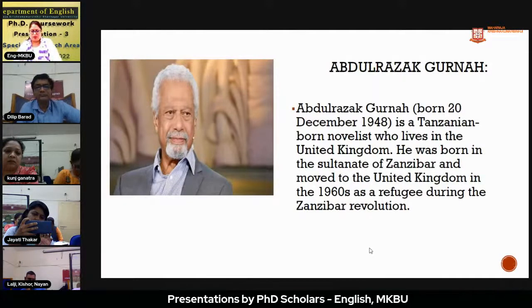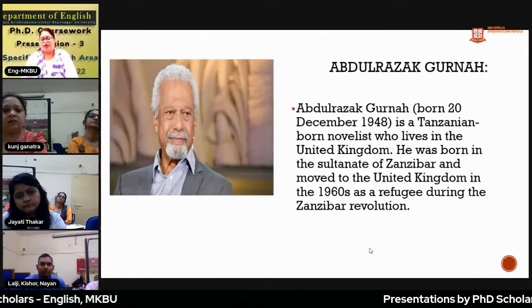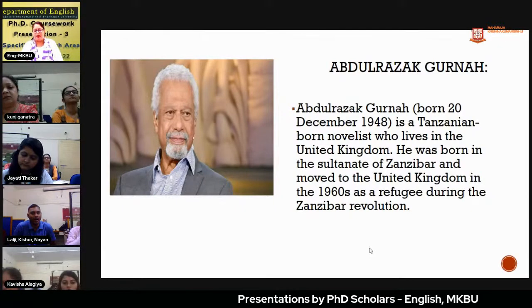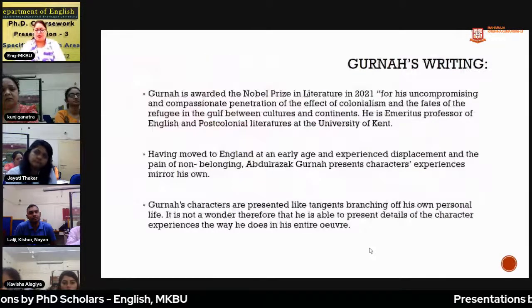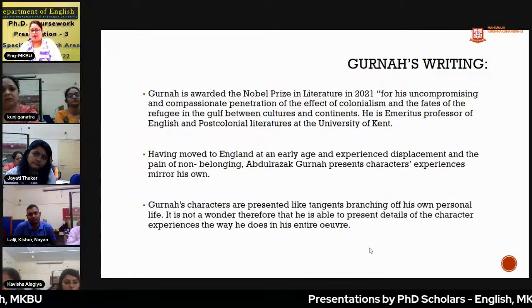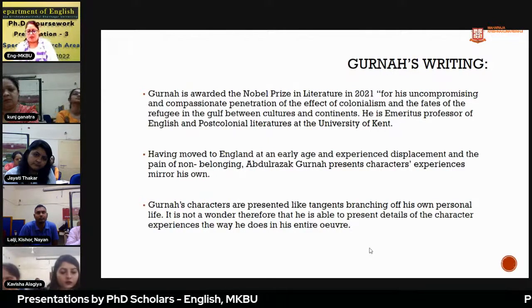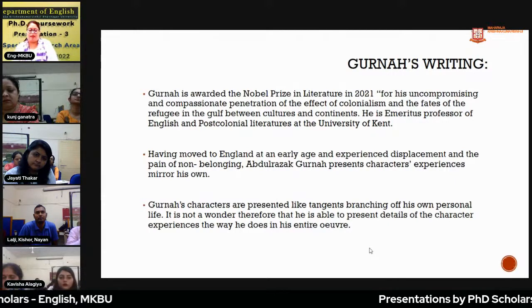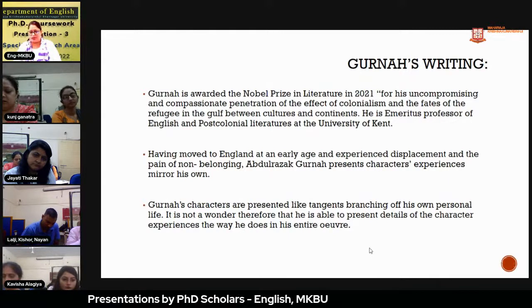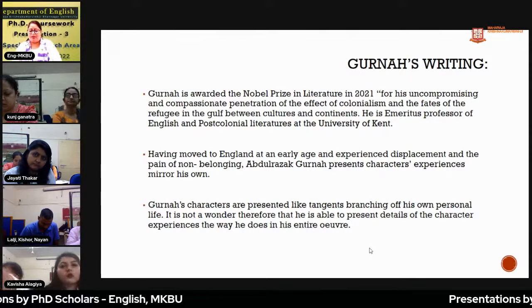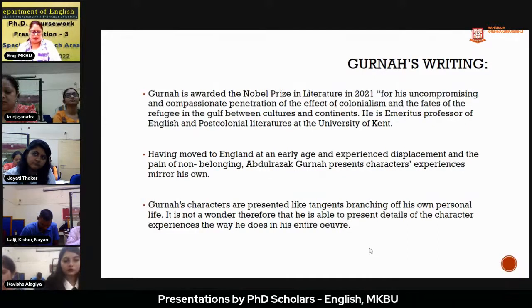Abdulrazak Gurnah, born 20th December 1948, is a Tanzanian novelist who lives in the United Kingdom. He was born in the Sultanate of Zanzibar and moved to the United Kingdom in the 1960s as a refugee during the Zanzibar Revolution. Gurnah was awarded the Nobel Prize in Literature in 2021, so recently, for his uncompromising and compassionate penetration of the effects of colonialism and the fate of the refugee in the gulf between cultures and continents. He is emeritus professor of English and postcolonial literature at the University of Kent.